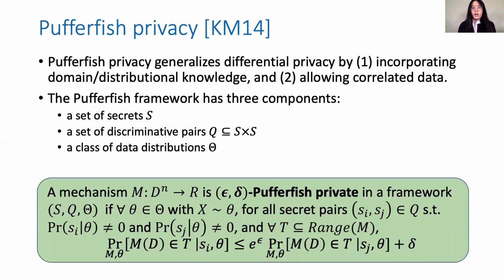Formally, we say a mechanism is epsilon delta Pufferfish private in a framework (S, Q, Theta) if for all possible data distributions in this class, and for all secret pairs with non-zero probabilities, and for all possible subsets of outcomes, the probability of the outcomes conditioned on the secret pairs should be close in this multiplicative sense, with high probability 1 minus delta.